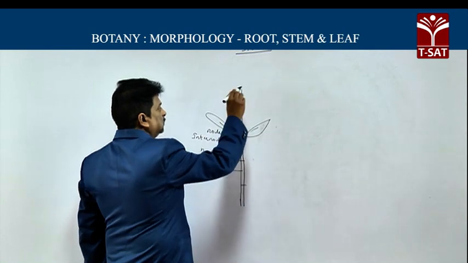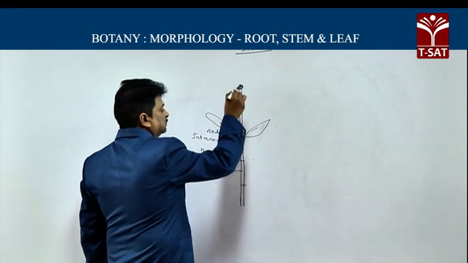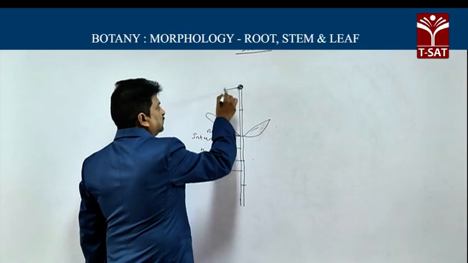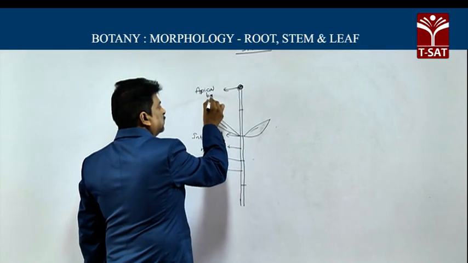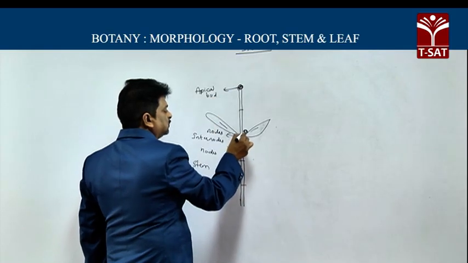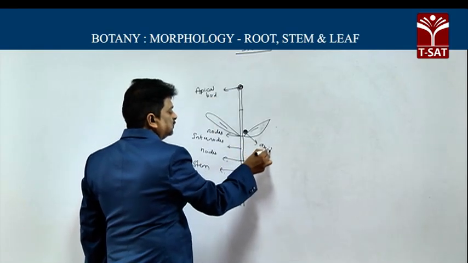Then the stem contains buds. One is apical bud and the second one is called axillary bud.